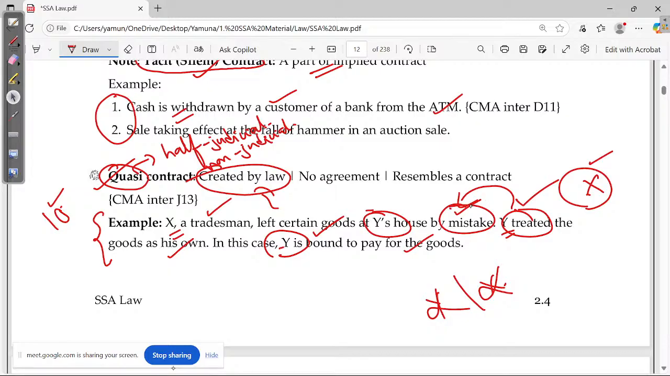If you're arguing, it's by mistake he has given me what I can do. I did not ask him, but he has kept it in my house and went. So I'm using the goods. No. Law says no, you cannot do that. You cannot leave others first.